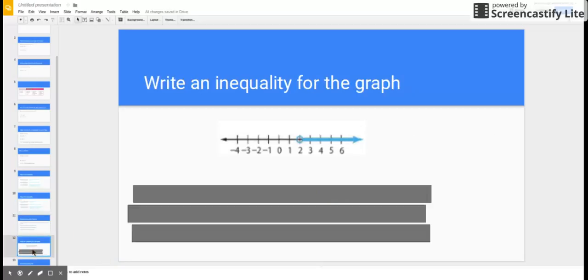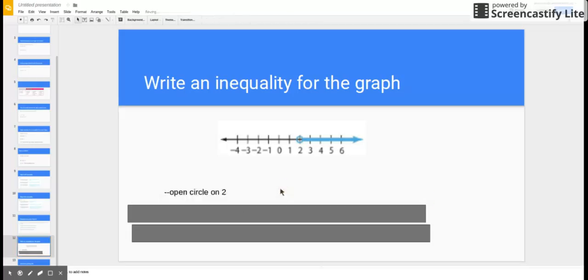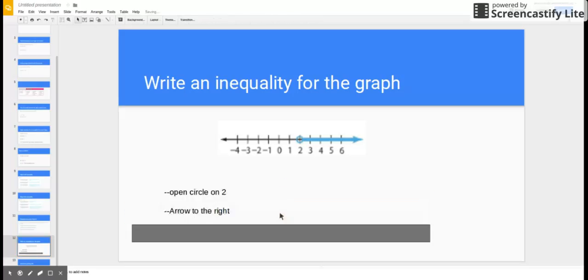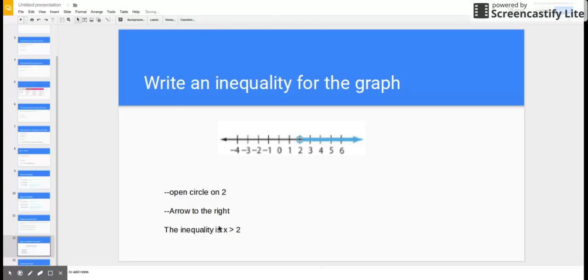Okay, write an inequality for the graph. Well, it's an open circle, right? It's an open circle on the 2, and there's an arrow to the right. So that means that it is x is greater than 2.